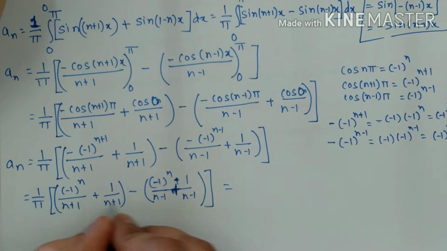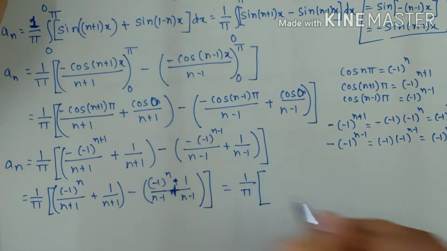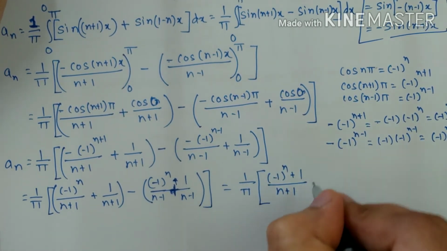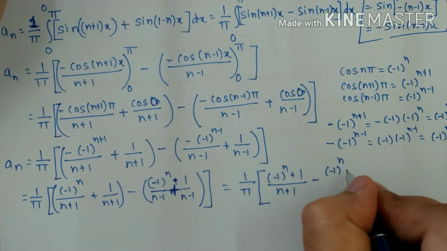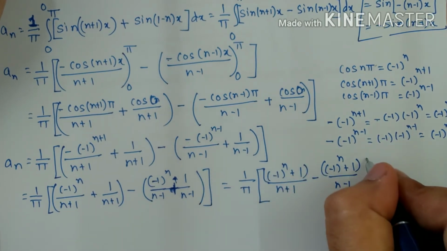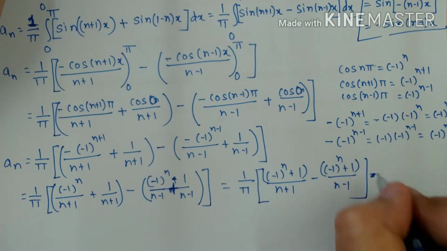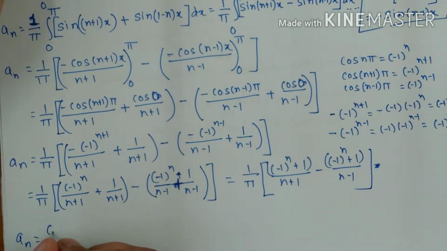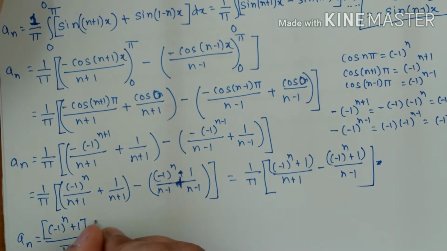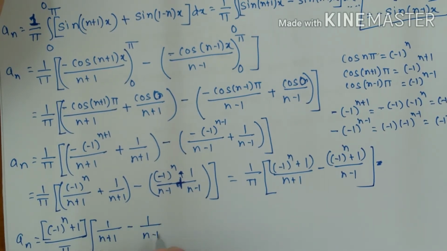Now see, their denominators are same, hence we get 1 upon pi into minus 1 raised to n plus 1 whole divided by n plus 1 minus minus 1 raised to n plus 1 divided by n minus 1. See that these two terms are same, we can take it outside. Therefore we have an is equal to minus 1 raised to n plus 1 divided by pi into bracket 1 upon n plus 1 minus 1 upon n minus 1.